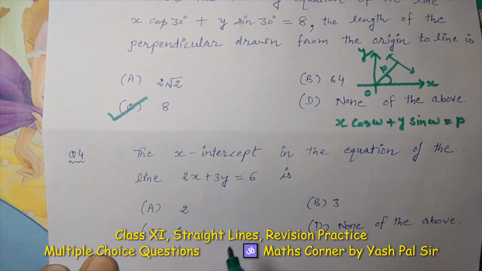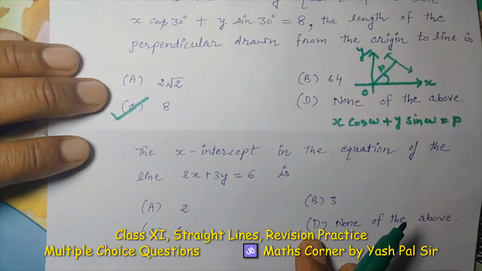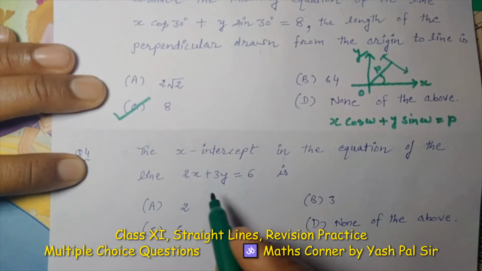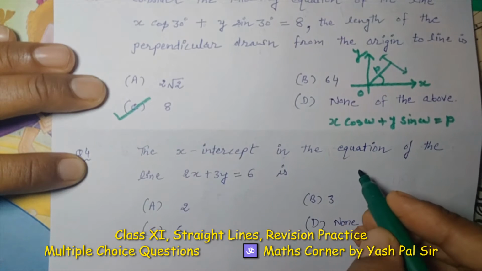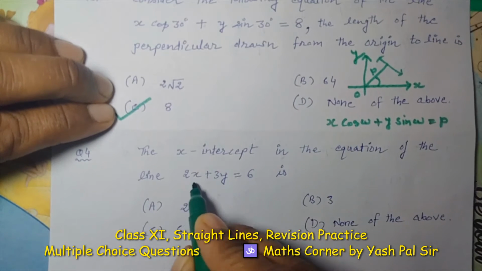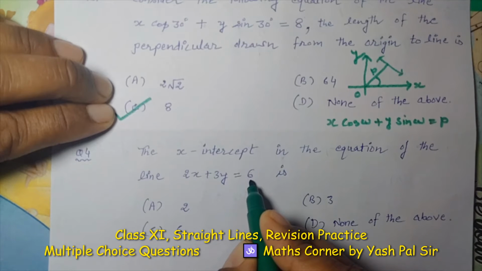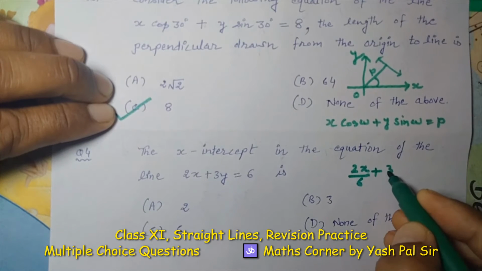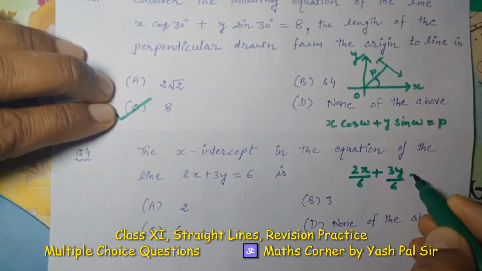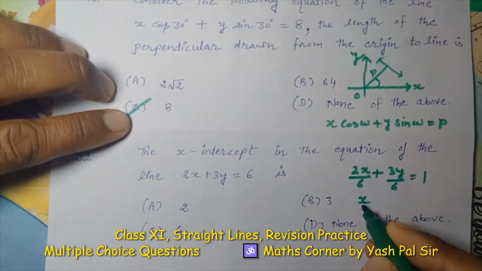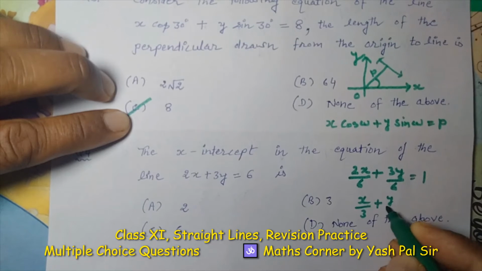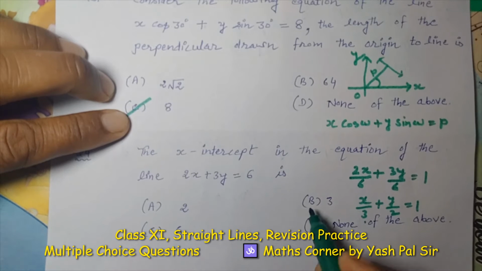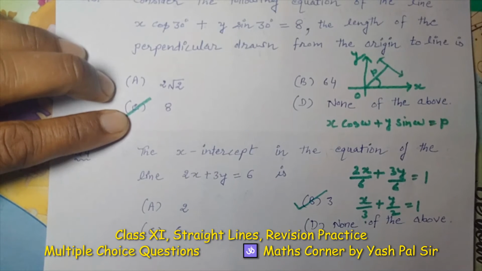Now coming to question number 4. The x-intercept in the equation of the line 2x plus 3y is equal to 6 is. Now what do we know about intercept form? Dividing both sides by 6, we have 2x upon 6 plus 3y divide 6 is equal to 1. So x upon 3 plus y upon 2 is equal to 1. Here x intercept is 3. So B is the right answer to this question.